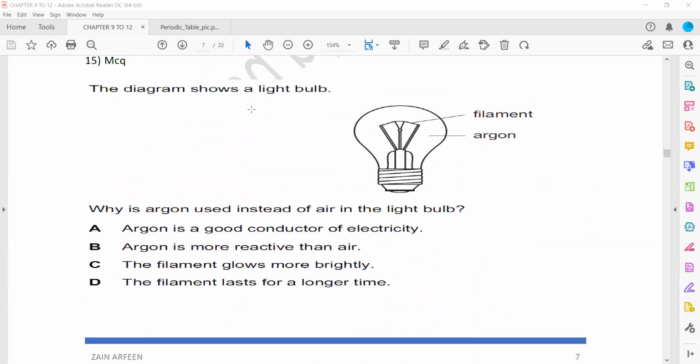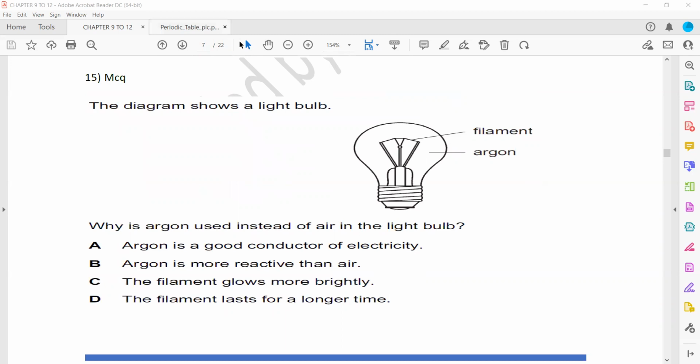In question 15, the diagram shows a light bulb. What is the reason why we use argon? Argon, a group 8 element, is unreactive. It does not react with air, oxygen, or metal. So the advantage is that, since it doesn't react, it will make the environment inert. Otherwise, if air was present, air contains oxygen, which is an active component, so oxygen might react with the tungsten and reduce the strength of the tungsten.